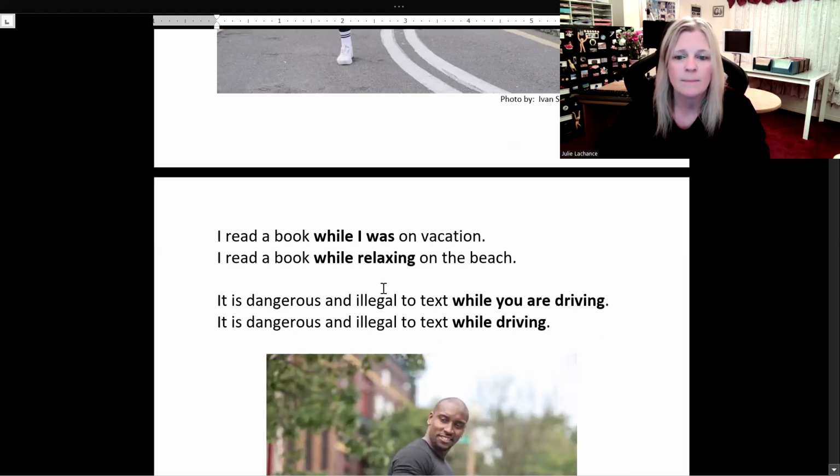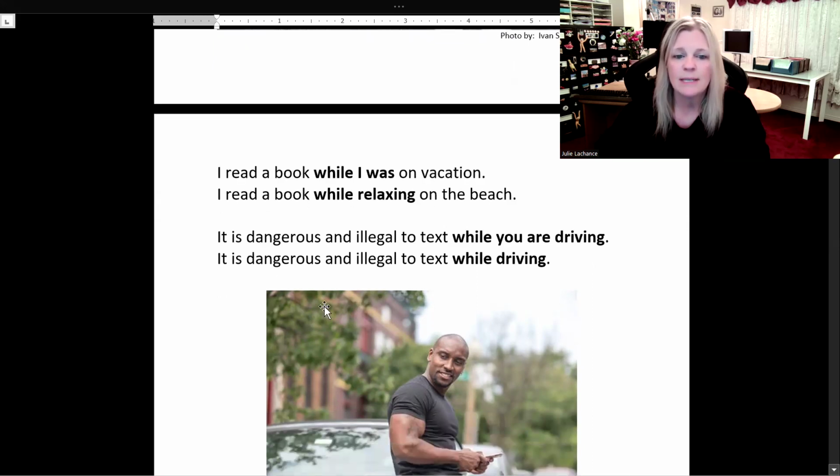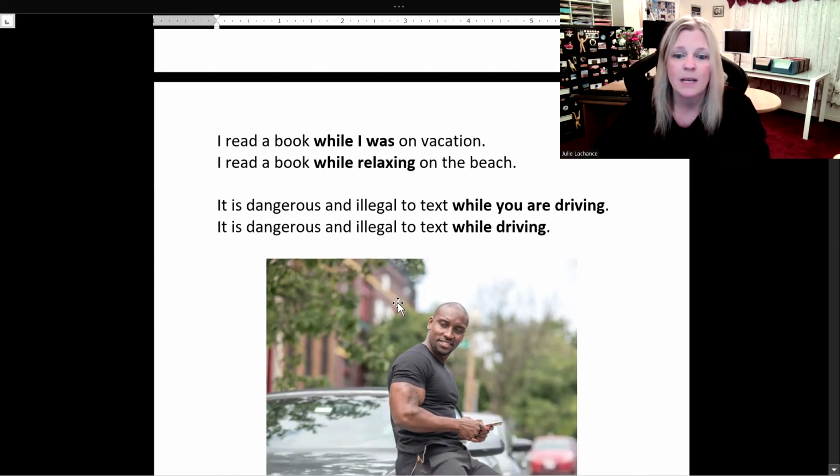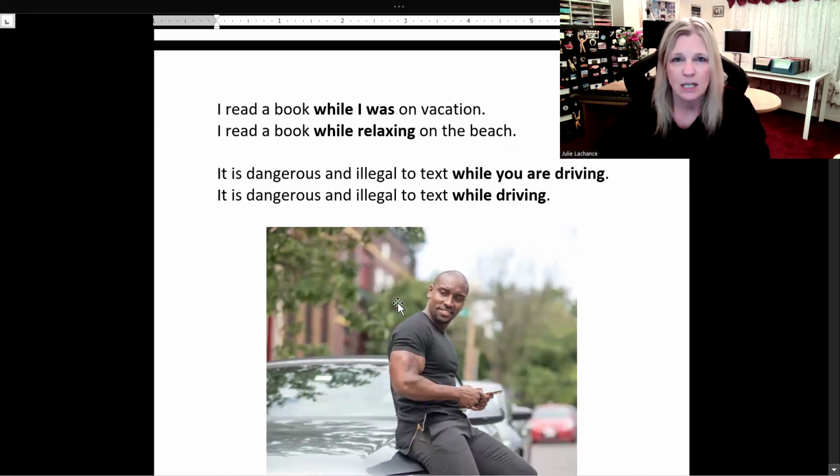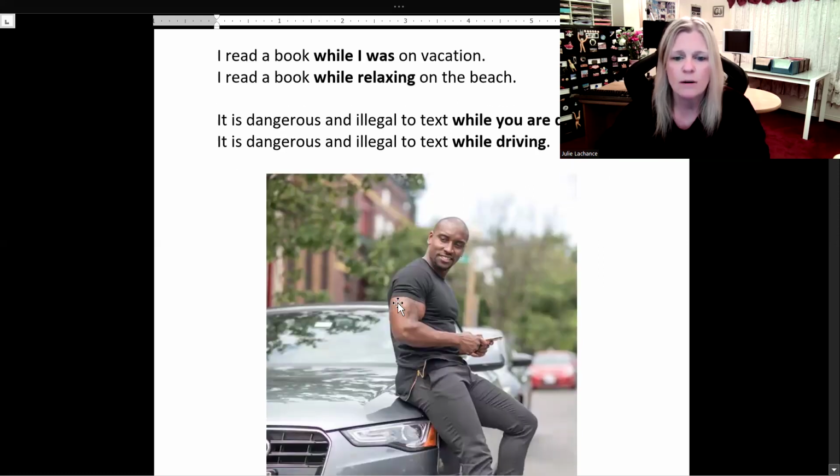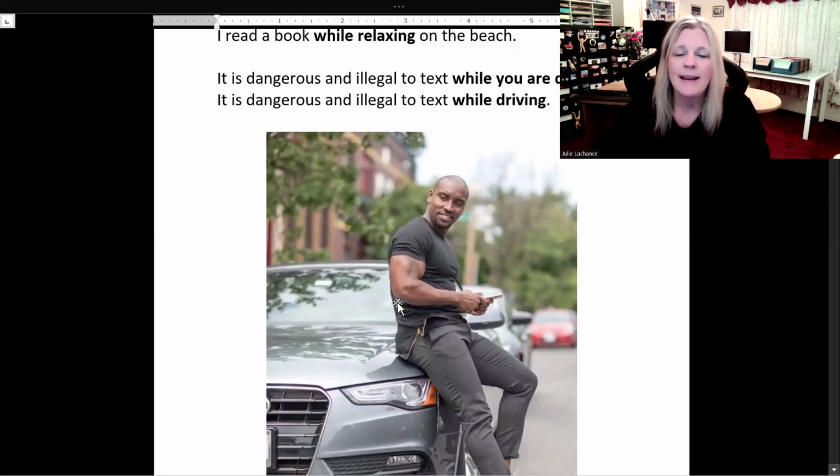While plus gerund. It is dangerous and illegal to text while you are driving. While, subject, verb. It is dangerous and illegal to text while driving. While plus a gerund. So far, so good. It's so easy. See, this gentleman is not texting and driving. He actually stopped his car, parked it on the street, and now he is texting. So he's not doing it while he's driving.